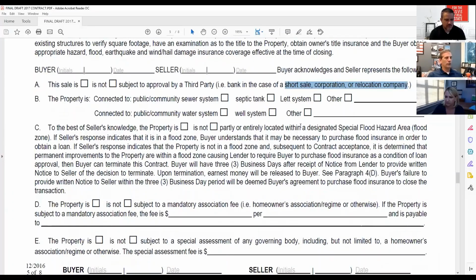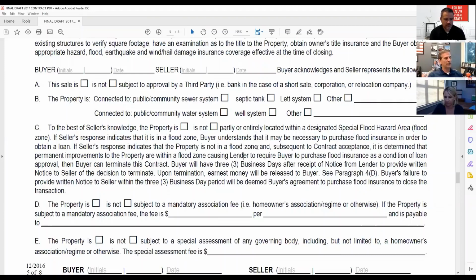Paragraph C, we've changed this a lot. This says, as far as a flood hazard area, that the seller, to the seller's best of their knowledge, the property is or is not. The previous contract had them warranting that it was or was not under the special flood hazard area zoning. And our position was they don't know, because those zones get changed all the time, as we know from the 2015 flood we had. If the seller says it is in a flood zone, buyer understands that we may have to purchase flood insurance. So that's letting them know up front.